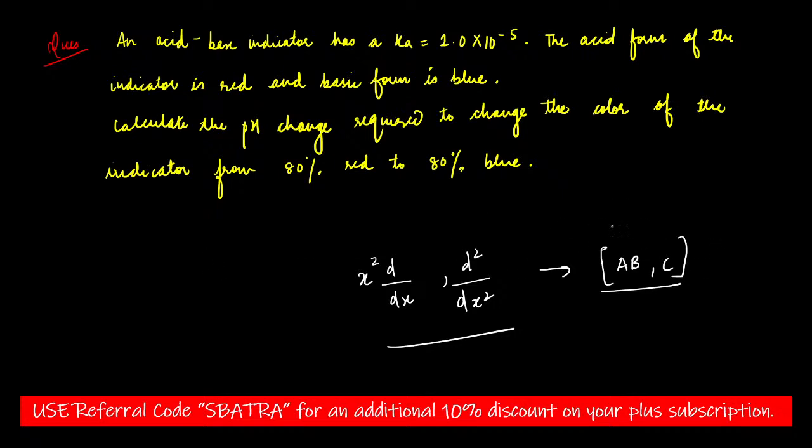So now how are we going to open this particular commutator? This will be this operator, right, into this operator, minus this operator into this operator.